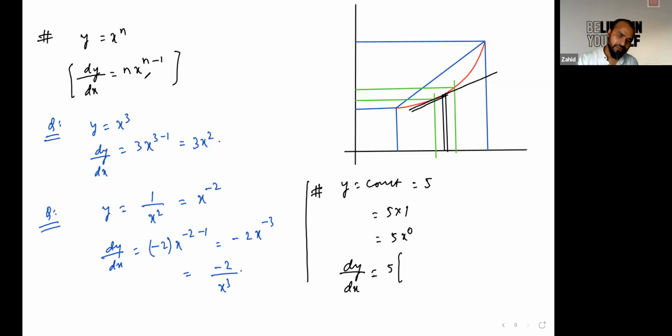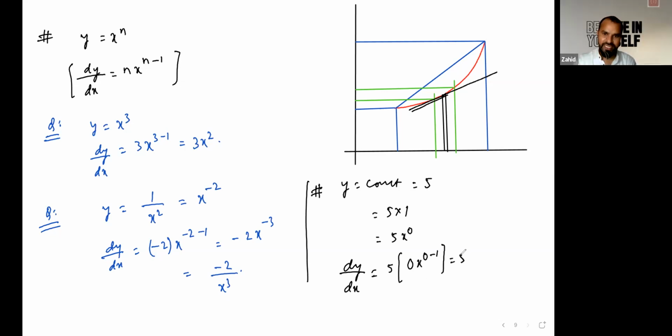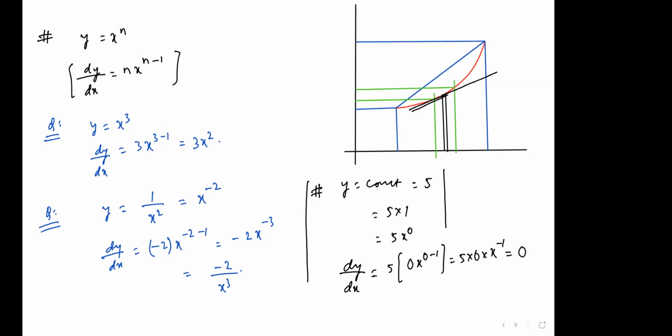We have the exponent as 0. So by applying this formula, it would be n x to the power n minus 1. So it would be 5 into 0 times x raised to the power minus 1. And 0 multiplied with any number becomes 0. So we can say the differentiation of any constant term gives you 0. Is it clear? Hiba? Yes, sir. Khalid? Yes, sir.